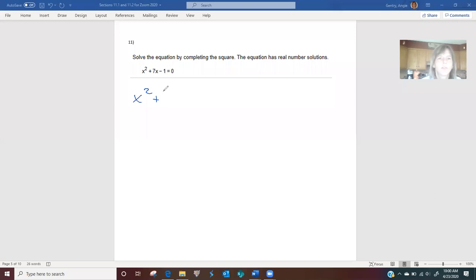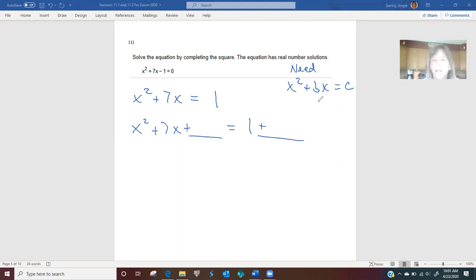x squared plus 7x. Okay, so here, look at this. Step 1, what do you need? First you need x squared plus bx equals c, meaning you've got to get that constant out of there. So you're going to add 1. Then you make sure that your coefficient of the x squared term is a simple 1, which in this case it is, so you don't do anything else. Now you're going to complete the square. This is going to be a plus no matter what. So now complete the square.